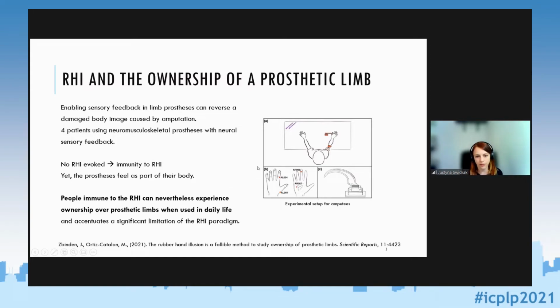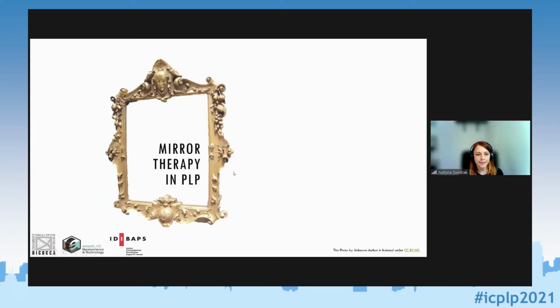the results of the laboratory experiments are not always that relevant, or cannot lead to far-reaching implications for real-life applications. So that's why we can say that it can be an interesting paradigm to study body ownership in amputees, but it cannot always be useful. I will move to mirror therapy, which I'm pretty sure most of the audience knows.